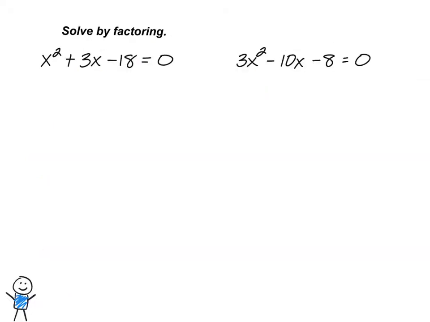These two examples ask you to solve by factoring. So let's refresh ourselves on factoring. On this particular one, we're looking for two factors here. We're looking for the factors of negative 18 that add to be a positive 3.